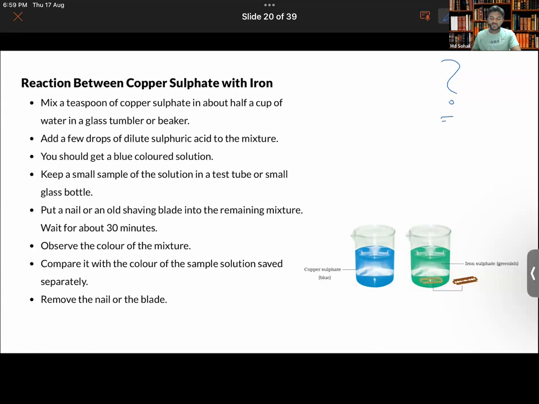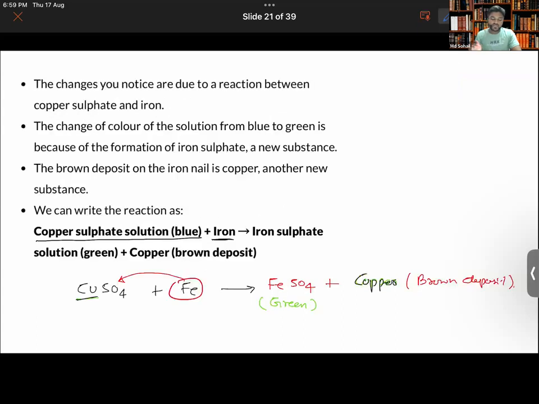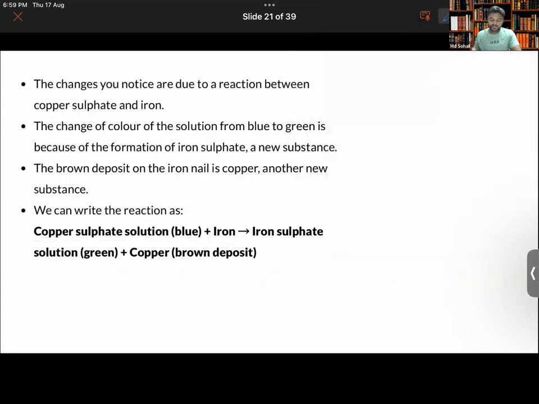Okay, now Sundus, explain. Why the color has changed and what are the reactions that have taken place in the activity? So, what's the question? Question is that why the color of the solution has changed to green and what reaction has taken place there?